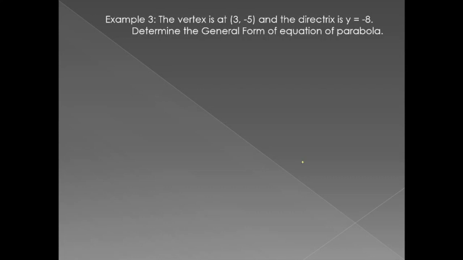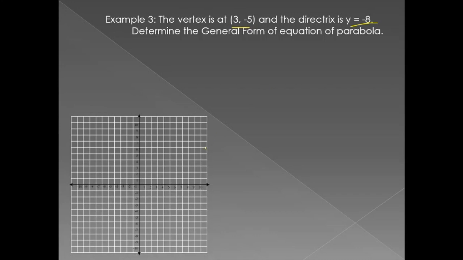Okay. So for example number 3, the vertex is at 3, negative 5, and the directrix is y is equal to negative 8. So determine the general form of equation of parabola. So dito, para mas madali, i-plot muna natin ang points ng mga given. So vertex and directrix. So this is the Cartesian plane.